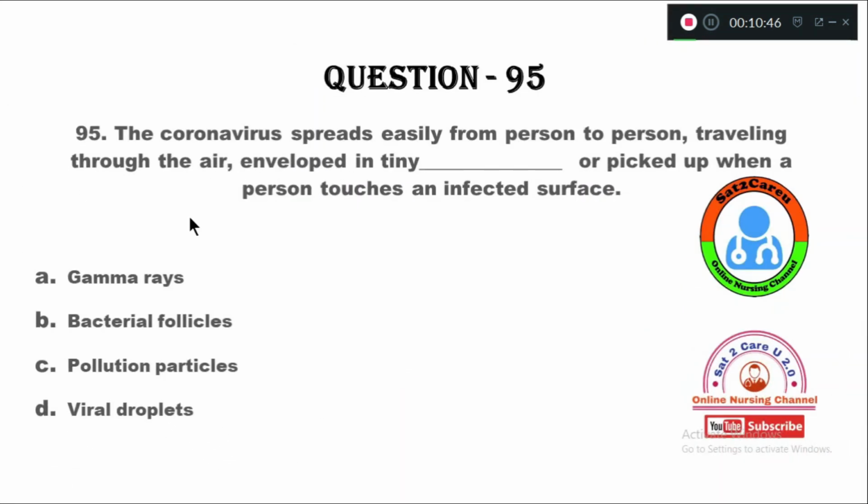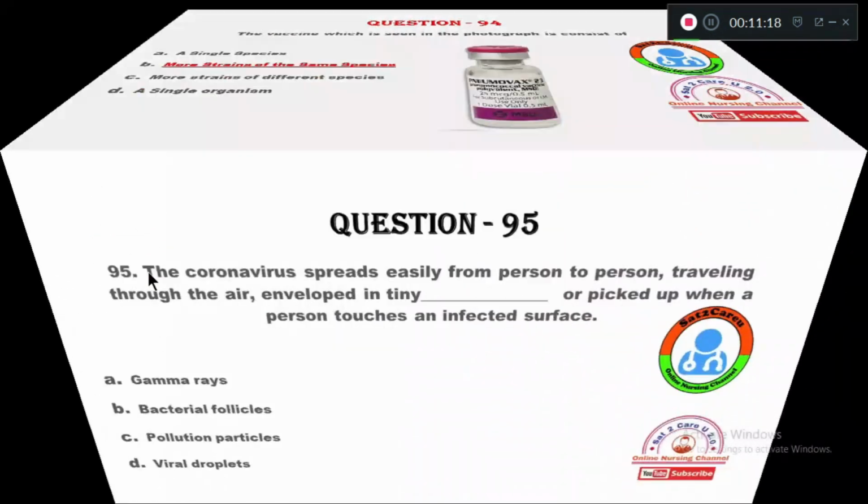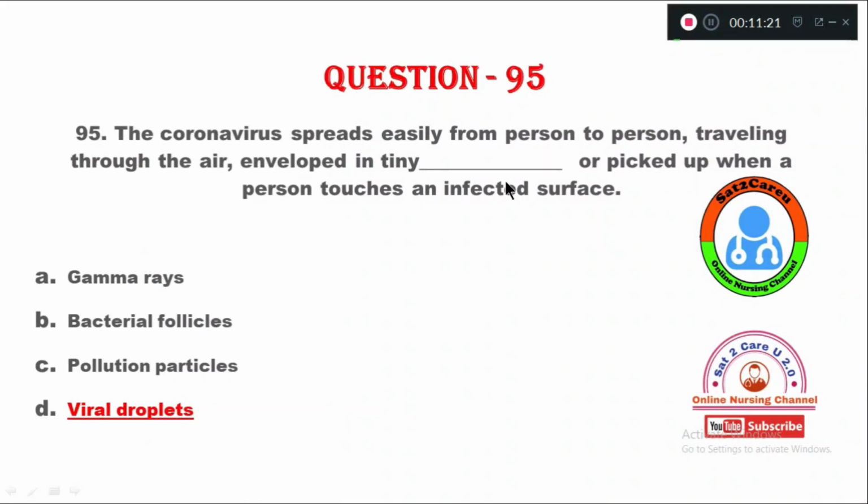Question number 95. The coronavirus spreads easily from person to person traveling through the air, enveloped in dash, or picked up when a person touches an infected surface. Option A, gamma rays, B, bacterial follicle, C, pollution particle, D, viral droplets. So this coronavirus is a viral infection and so it will have the viral particle. So option D is right. It is enveloped in tiny viral droplets. That is the right answer here.